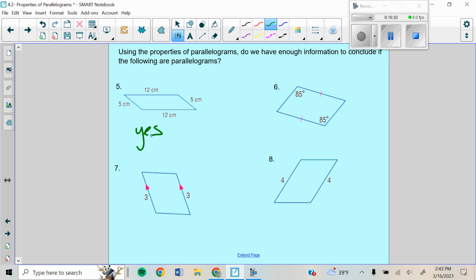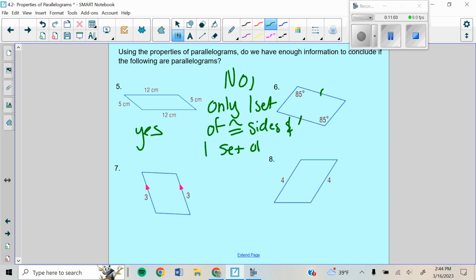All right, let's look at problem 6. I see I have angles and sides here. I have 85 is equal to 85. Yeah, that's true. But the thing is, I don't know what's happening with those other angles. So I don't have enough information with that. And I only have 1 set of congruent sides. I don't know if my other sides are congruent. So we're going to say no, only 1 set of congruent sides and 1 set of congruent angles.